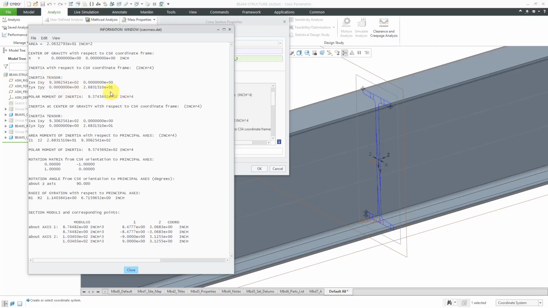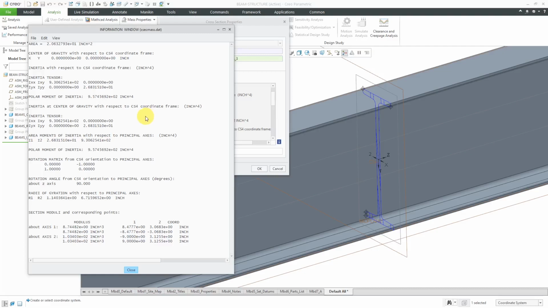So here is our inertia tensor. Again, it's giving us our moments of inertia with respect to the coordinate system we had selected. Then we have the polar moment of inertia, and it's giving us the value for that. As I was saying, the polar moment of inertia is what tells you about resisting torsion about the axis.